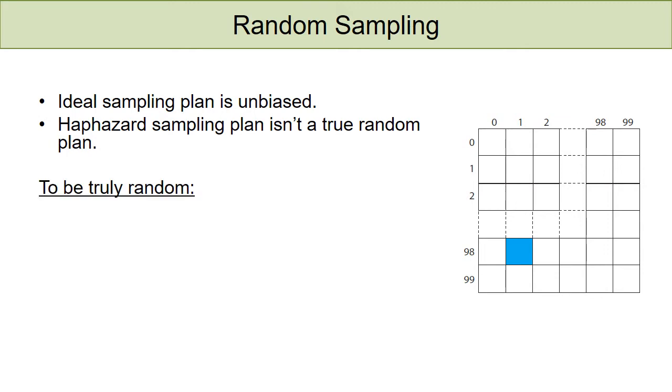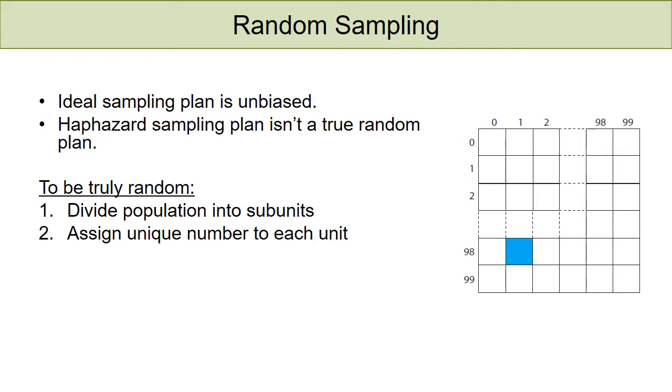If you want your sampling plan to be truly random, you have to first divide the population into subunits. That is done on the right hand here for a square sample, divided into 99 by 99 subunits. The second thing is to assign a unique number to each unit, like a row number and a column number together. This blue box, for example, could be 9801. That's going to be row number 98 and then column number 01.